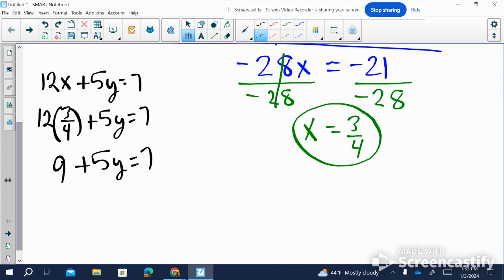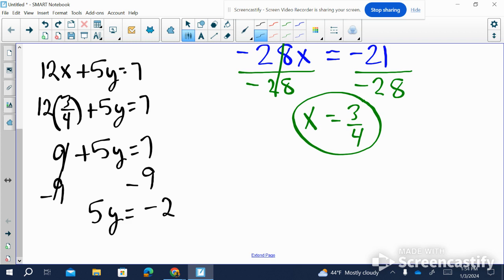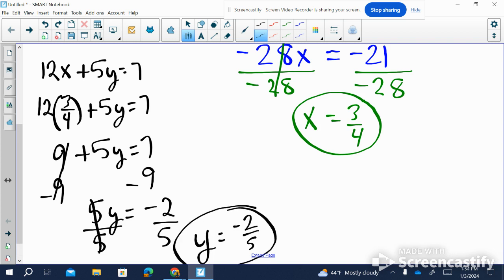Now, to isolate the variable y, I'm first going to have to move the 9 to the other side through addition or subtraction. Well, in this case, it's going to be subtraction because it's positive on the left side, so to get rid of it, I need to subtract it. 7 minus 9 is negative 2. And then, to finally get y by itself, I'm going to divide by the coefficient, which is 5, and we get y is equal to negative 2 over 5. So our solution is 3 over 4, comma, negative 2 over 5, or 0.75, comma, negative 0.4.